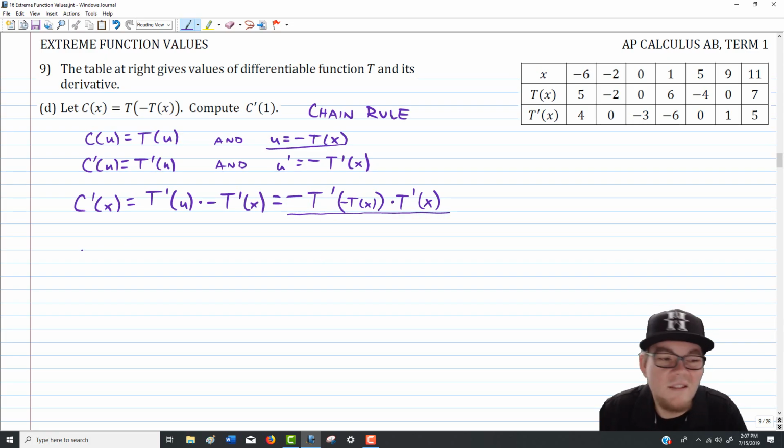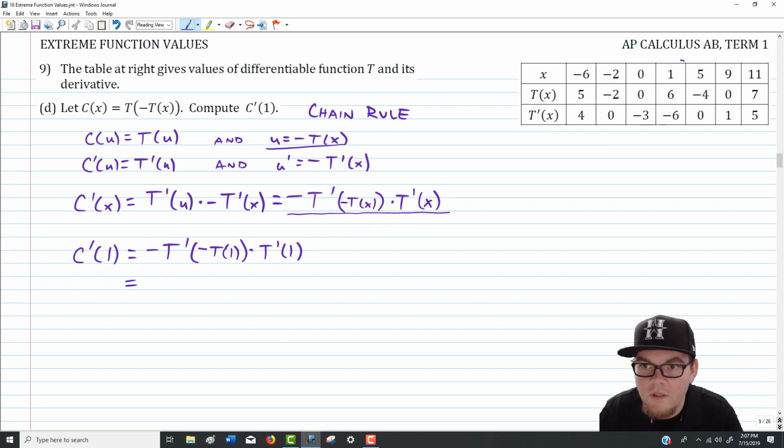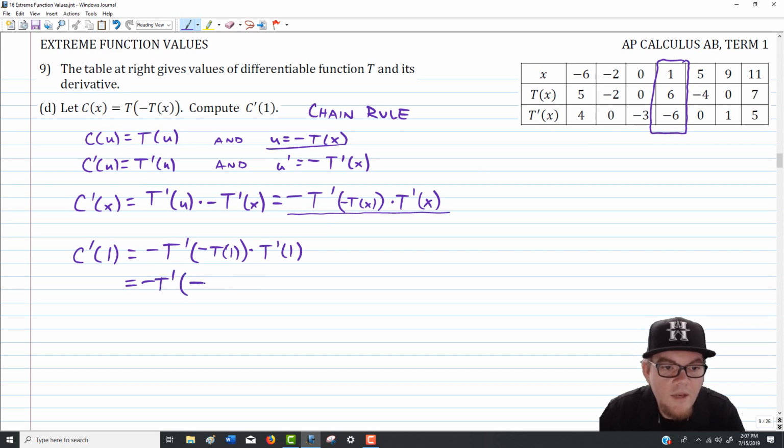Our question, though, wasn't asking us about c prime of x, but specifically c prime of 1. So to do that, we need to substitute. We'll have negative t prime of negative t of 1 times t prime of 1. Pulling some values out here, we're focused on this portion right here. For the moment, we're going to get negative t prime of negative t of 1. Well, t of 1 is 6, so negative 6, times t prime of 1, which it says right here, is negative 6.